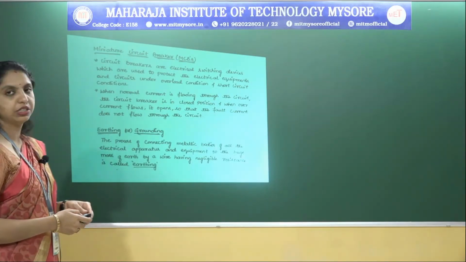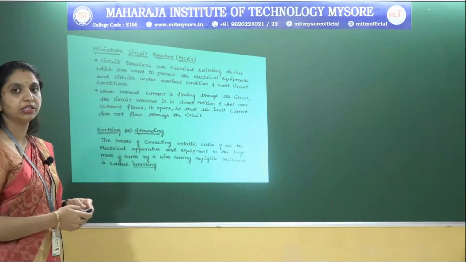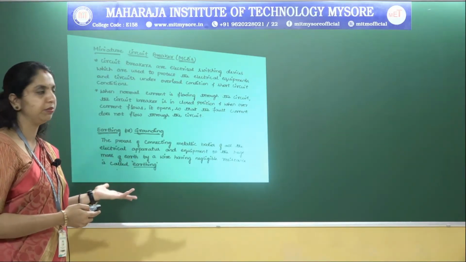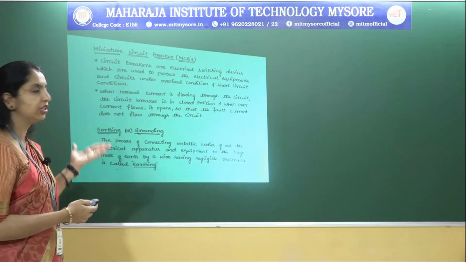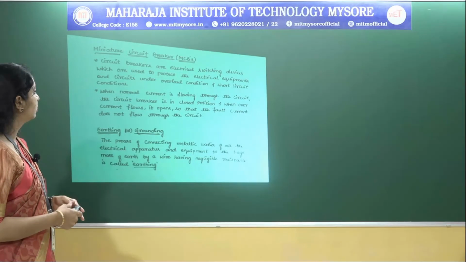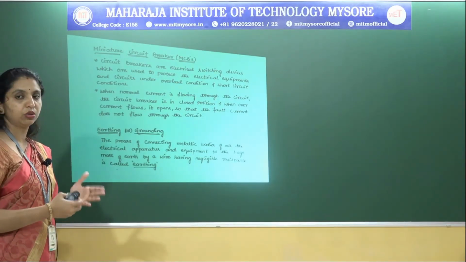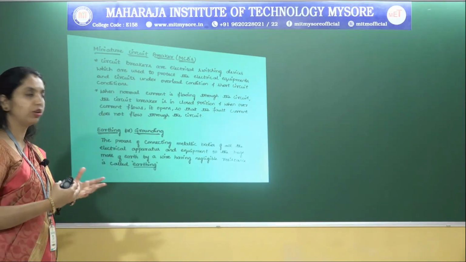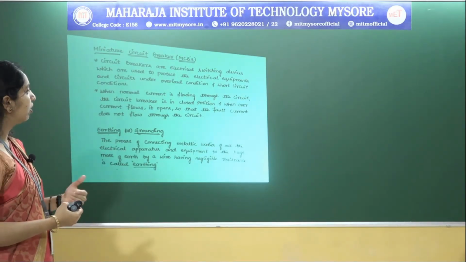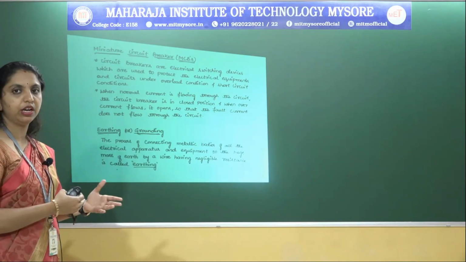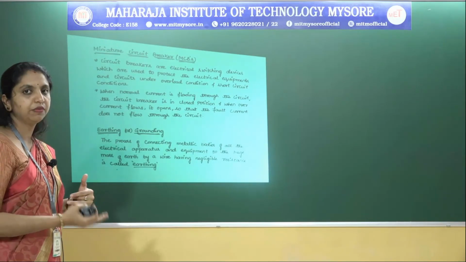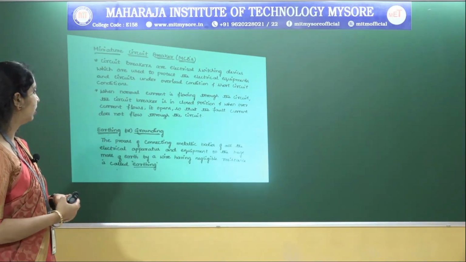And similarly, miniature circuit breaker, which we also call MCBs. You might have seen these at your places, MCBs. What is the full form? Miniature circuit breaker. Circuit breakers are electrical switching devices which are used to protect the electrical equipment and circuits under overload condition. So as I have already indicated in the fuse, whenever there is overloading or a fault in the connection, a short circuit condition.